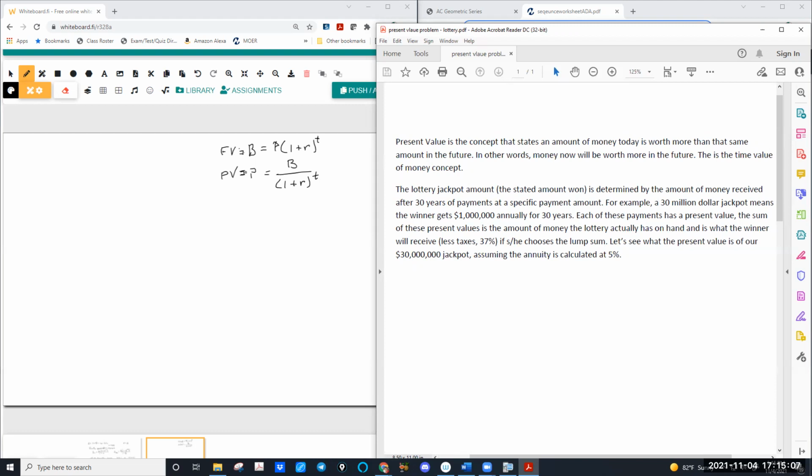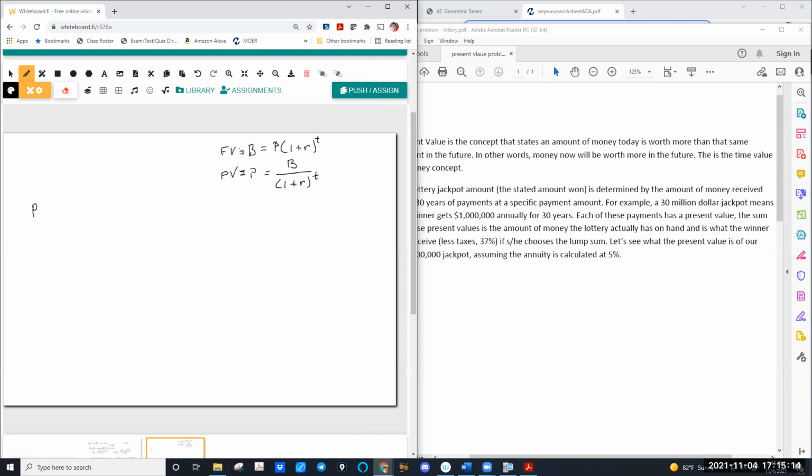Okay? So what we need to do is come up with the present value of those 30 payments. Now, the winner is going to get $1 million right away. And instead of writing out $1 million, let's just write it as 1, just to make it a little bit easier. So the present value of $1 million now is $1 million because there's no opportunity to earn interest on it.